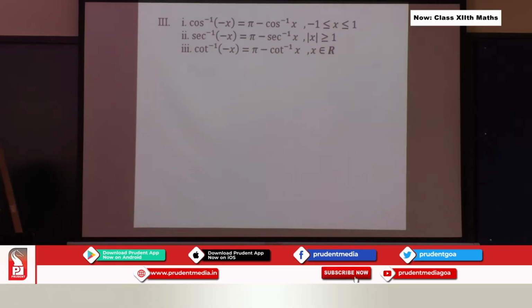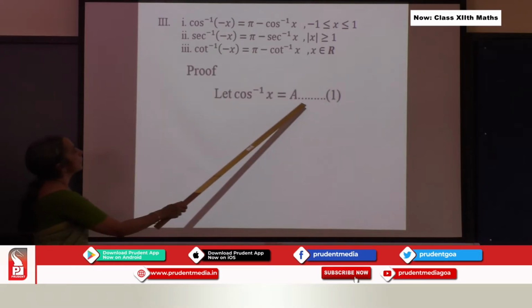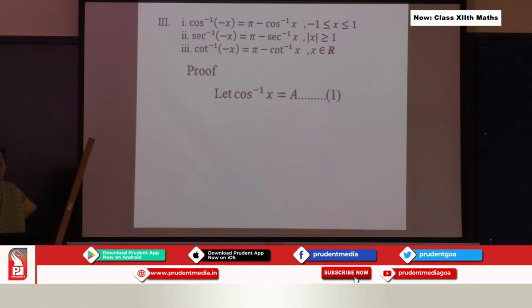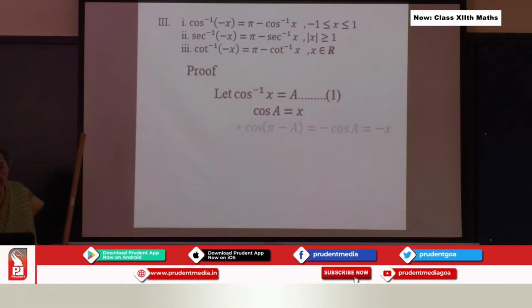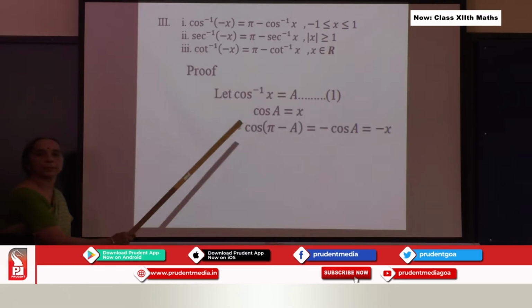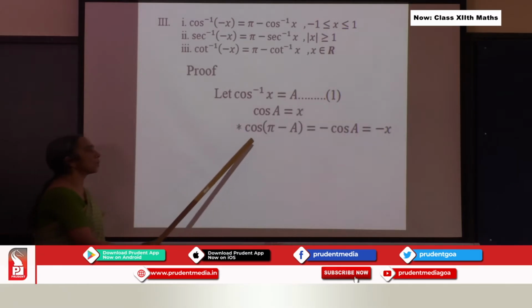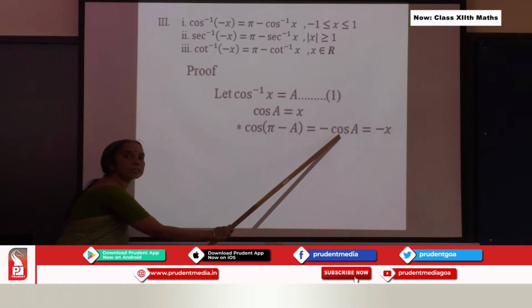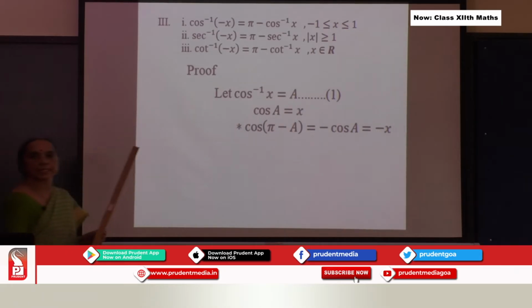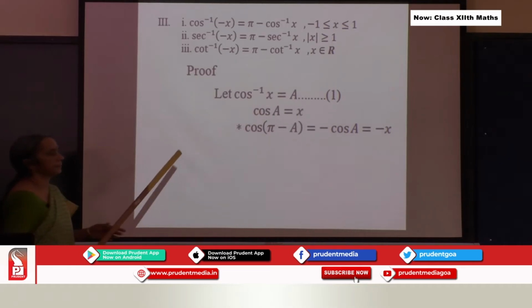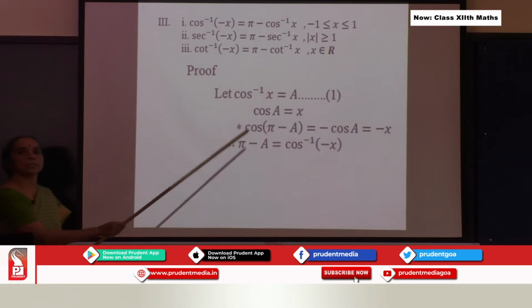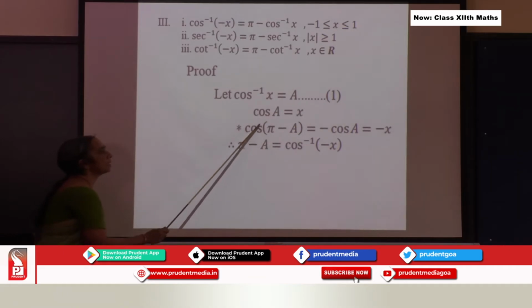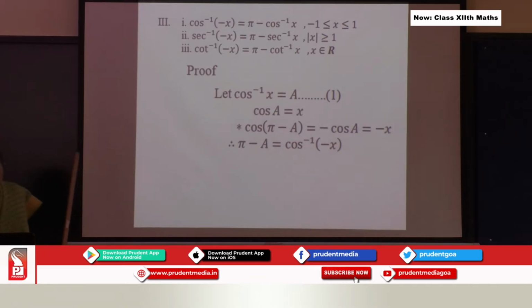Here is the proof of the first one. Let cos inverse of x be a, so cos a is x. This point you have to remember, which you have learnt in trigonometry: cos of pi minus a is minus cos a. From that you will get minus x, because x is cos a. Then pi minus a is cos inverse of minus x.